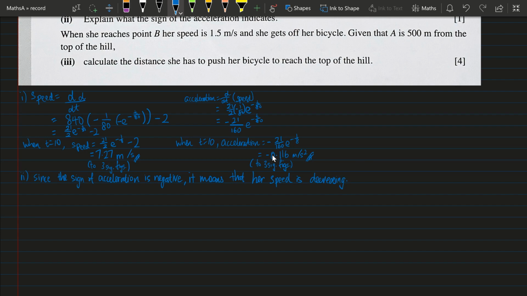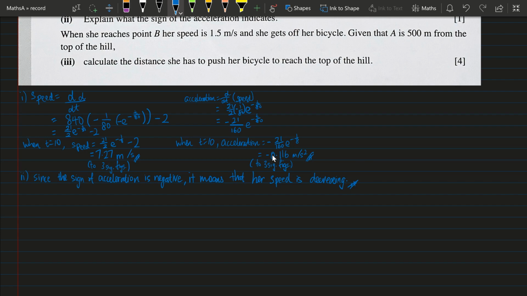Well, a simple sentence like this, 1 mark. Well, not too bad. It's kind of worthwhile. Okay, now maybe it's a bit interesting. When she reaches point B, her speed is 1.5 meters per second and she gets off her bicycle. Given that A is 500 meters from the top of the hill, calculate the distance she has to push her bicycle to reach the top of the hill.